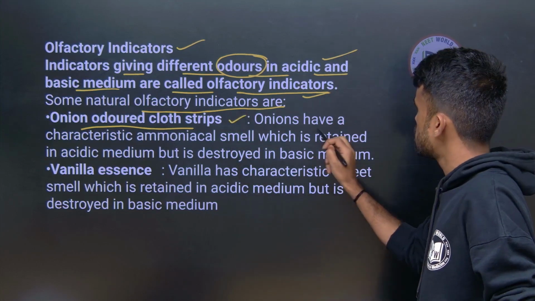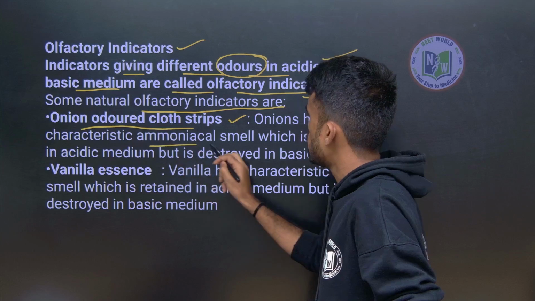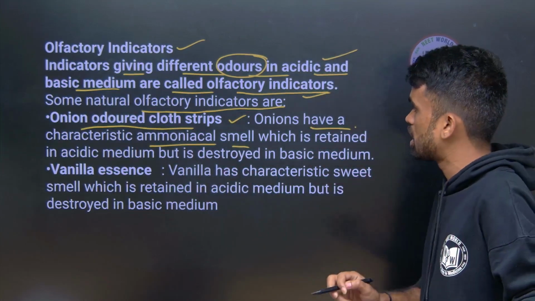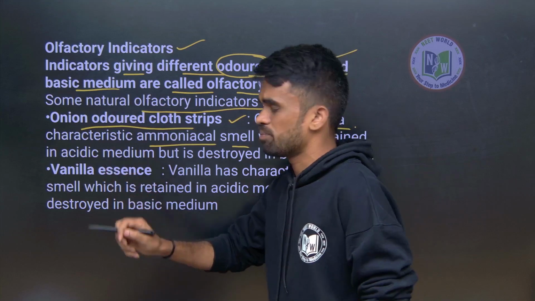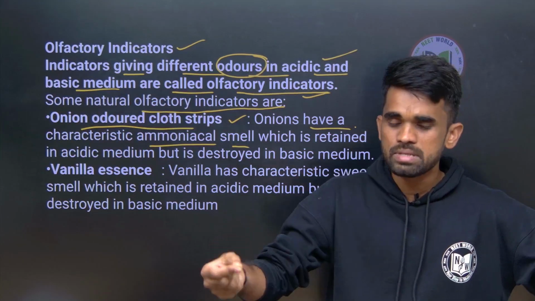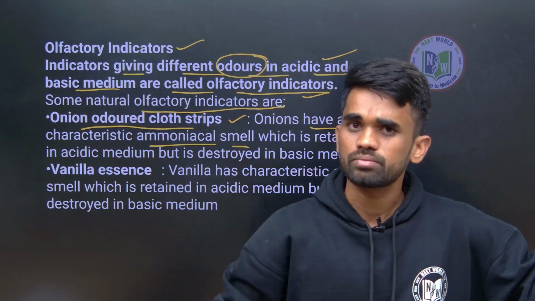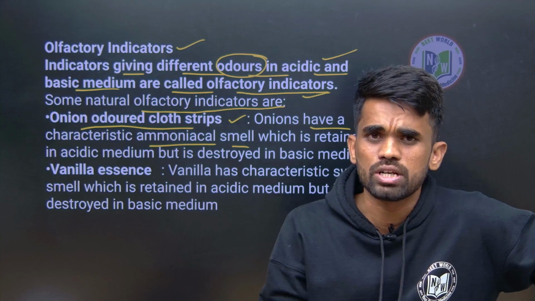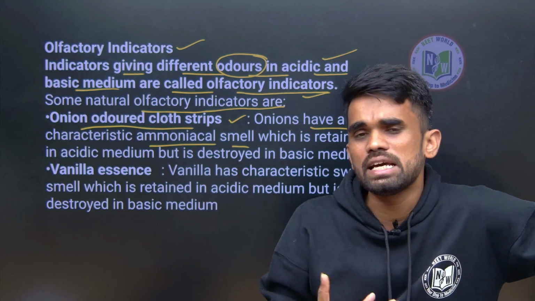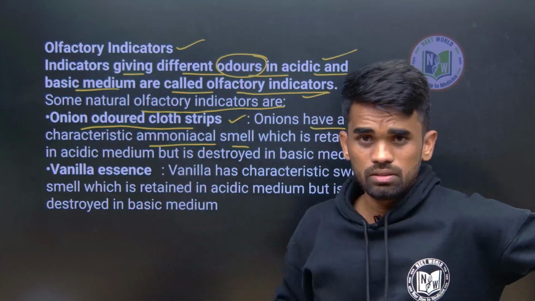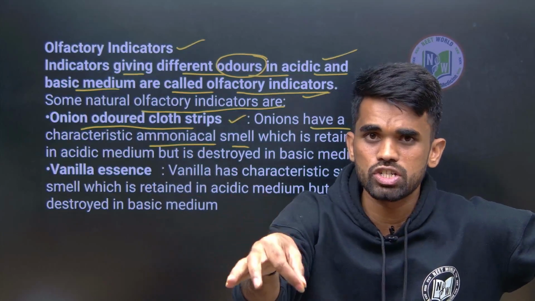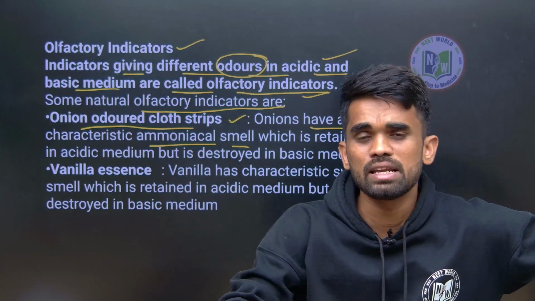Now the onions have a characteristic ammonical smell, which is retained in the acidic medium. So now take those cloth strips and dip them in an acidic solution, for example HCl, hydrochloric acid. The smell will remain the same.